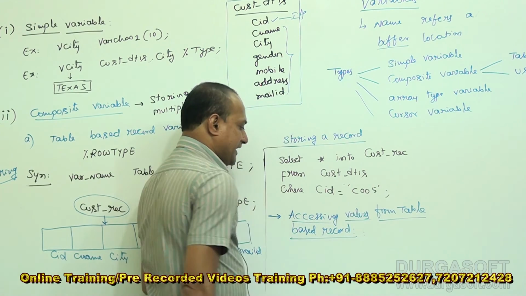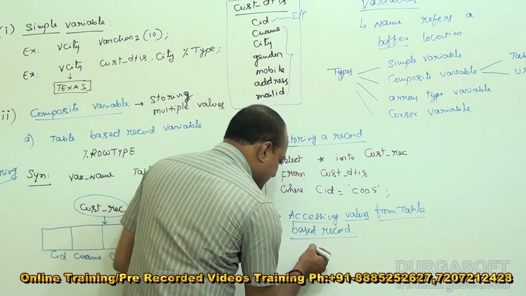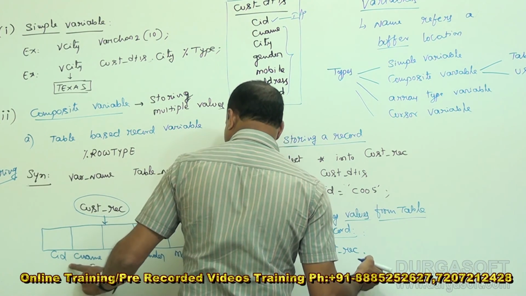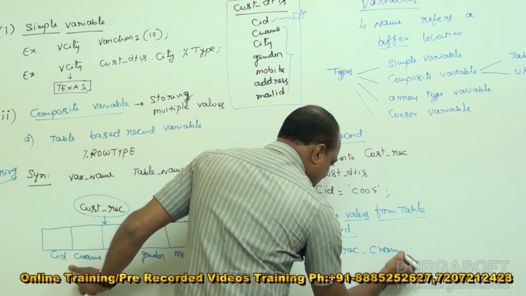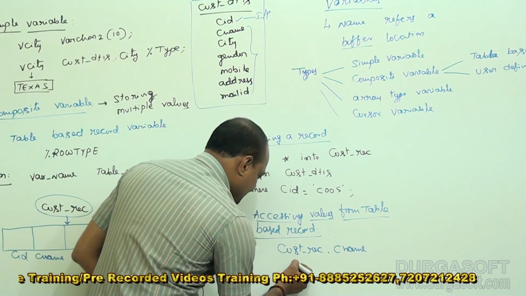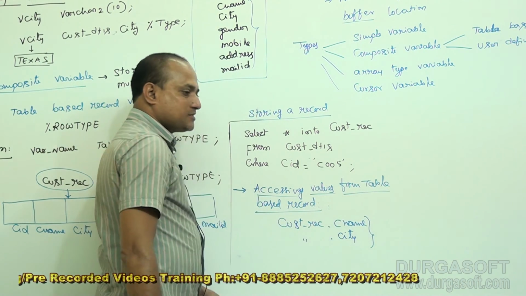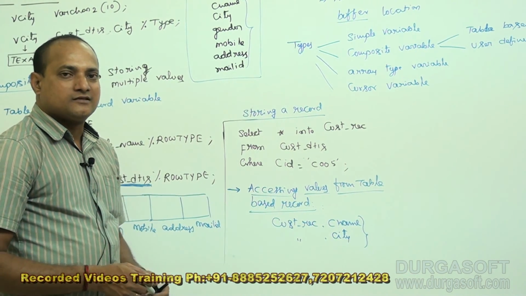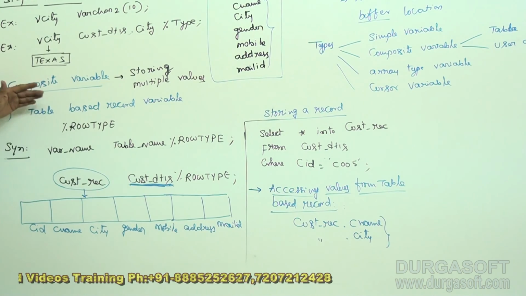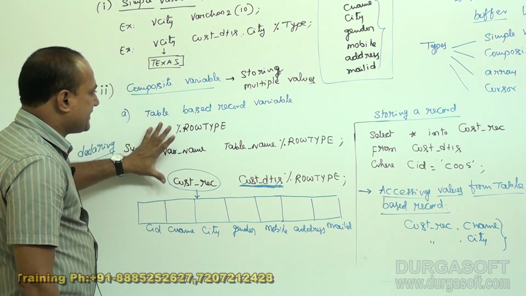See, how can I access? Simple. The record type variable, here the customer record, dot column name. If you want to get the customer name, use variable name dot column name. If you want to see the city, use variable name dot city. In the output statements, we can use these values. This is the way you can declare a table based record. By doing this, you are reducing the number of variable declarations.